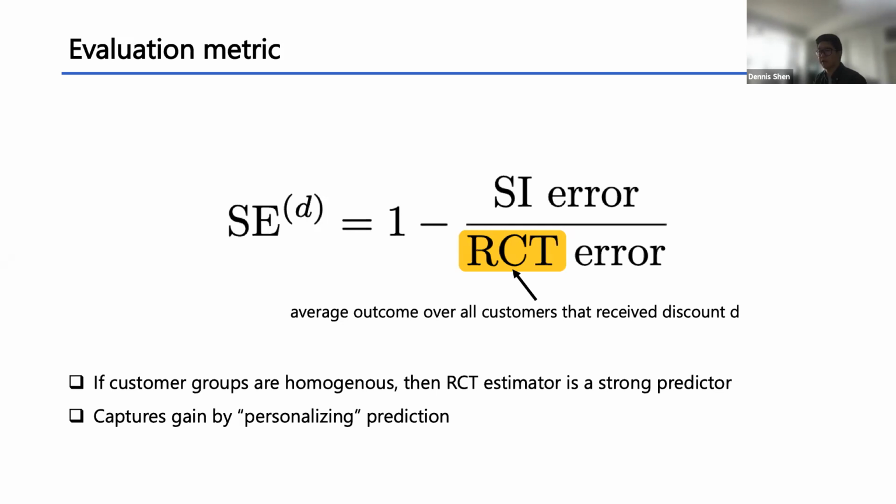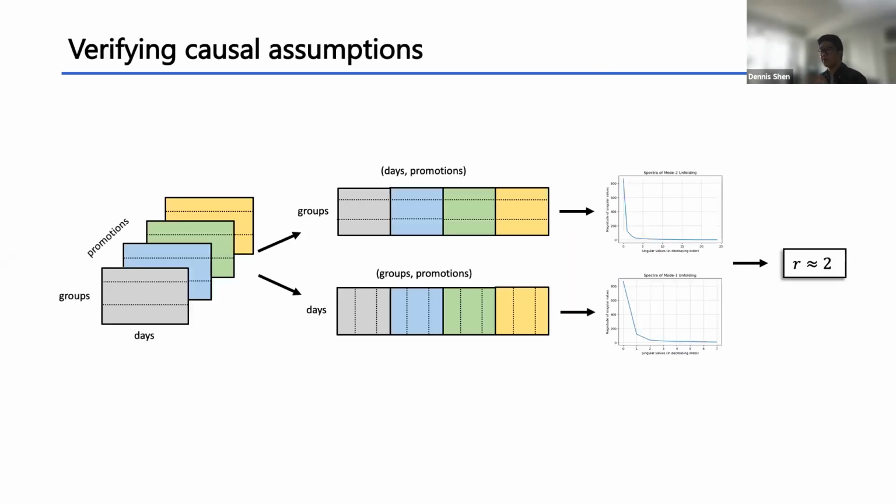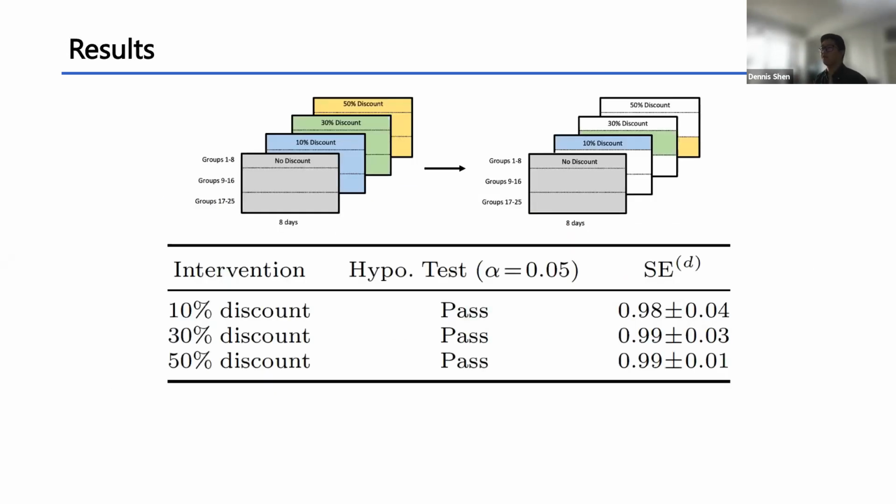So in the interest of time, I'm going to skip over verifying the causal assumptions and say it is verified and just jump straight to the results instead. In the middle column of our table, we first show our hypothesis test results, which pass for all discounts at a significance level of 0.05. In addition, across all discounts and over multiple iterations of the synthetic A/B testing setup described previously, we achieve an average modified R-squared of 0.98 and a standard deviation of at most 0.04, which is shown in the rightmost column of the table.